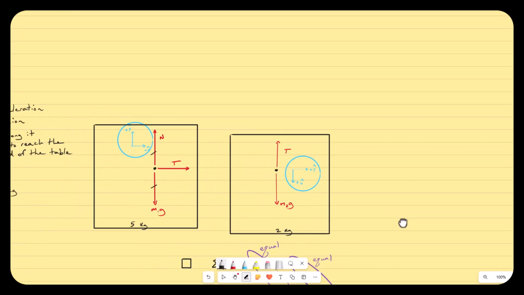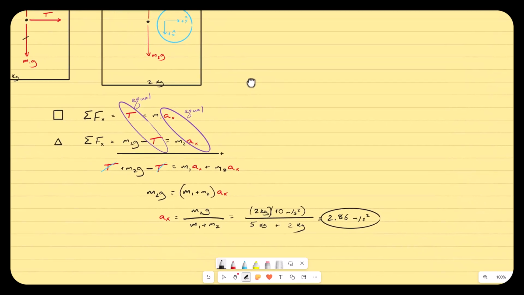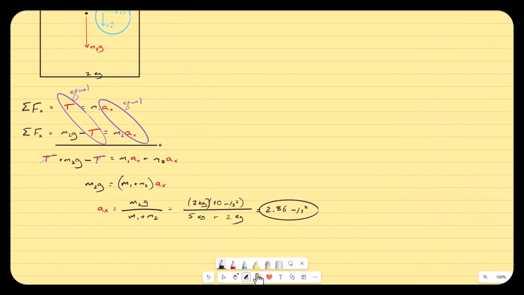Next up, I'm looking for the tension. This top equation, this is a good one for finding tension. I have tension equals m1a. I have m1 and I have a, so let's do that. 5 kilograms times 2.86 meters per second squared. And that's going to be 14.3 newtons.